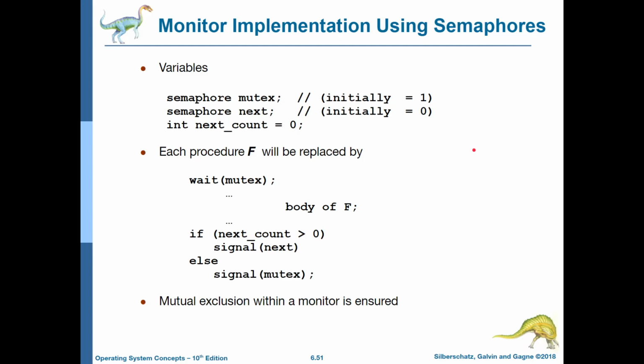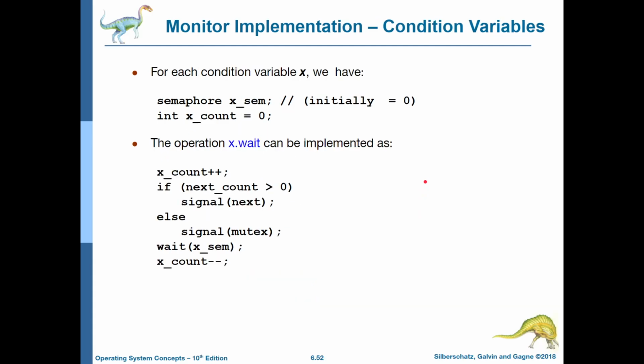Now, can we implement a monitor using semaphores? Certainly. You'll have two semaphores, a mutex semaphore and a next semaphore. Each procedure will wait for the mutex, perform its function, and if next count is greater than 0, it'll signal next, otherwise it'll signal the mutex. So we can implement a monitor with this, and every function would have to do these particular lock and unlock operations when they start. And this will ensure mutual exclusion within the monitor.